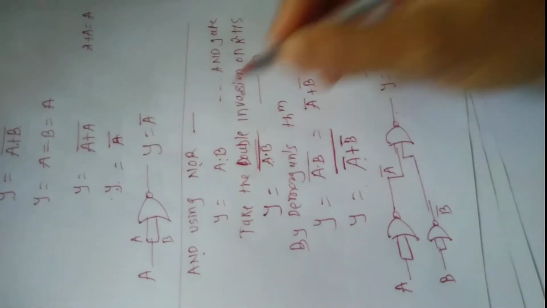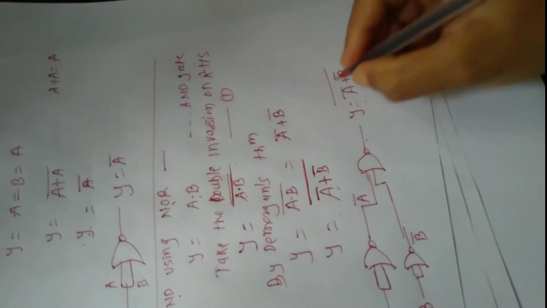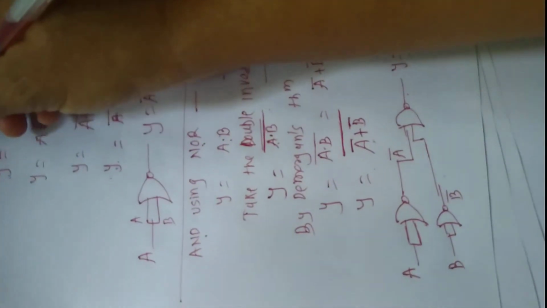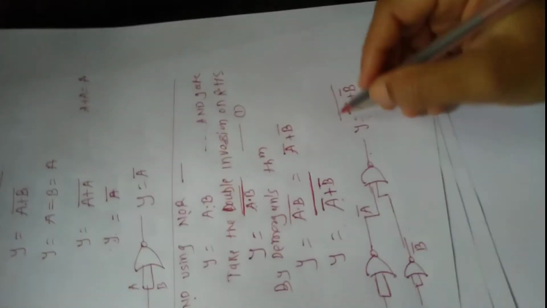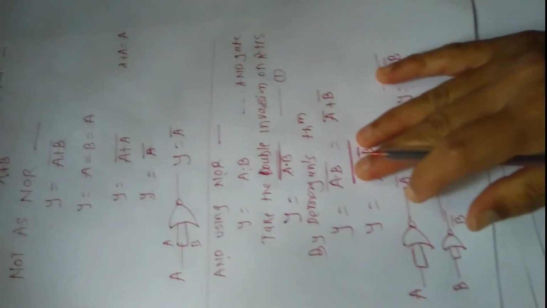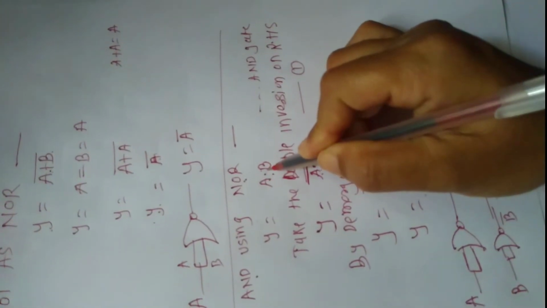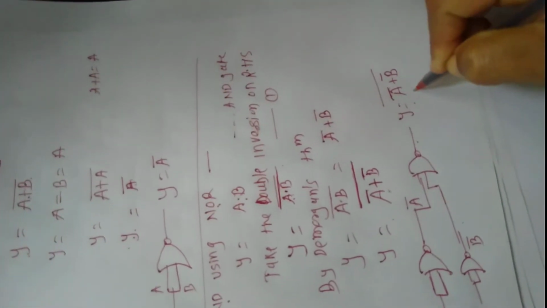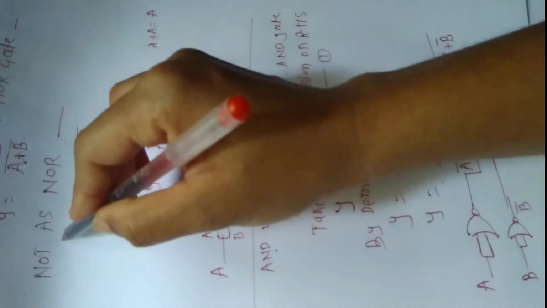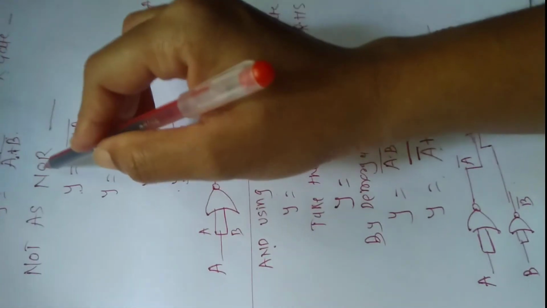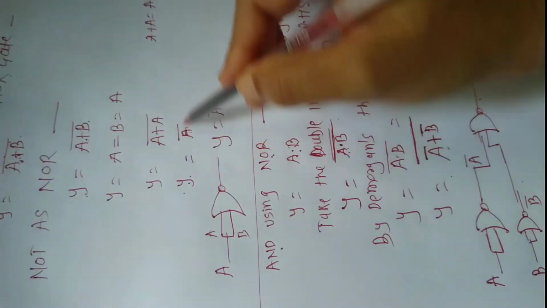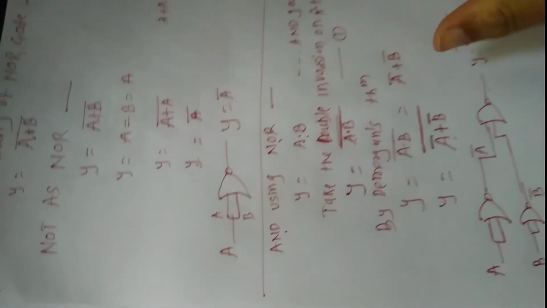That AND expression we convert in the form of NOR gate, a plus b complete bar. This is the universality of AND using NOR. In this universality, from the expression of the AND gate, we convert that expression into the form of NOR, but not as a NOR. In that expression, the NOR gate expression is converted into a NOT gate. That is the only change.